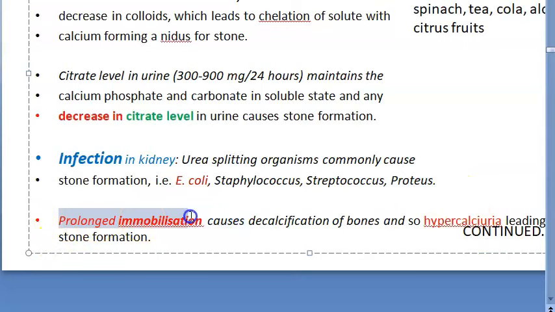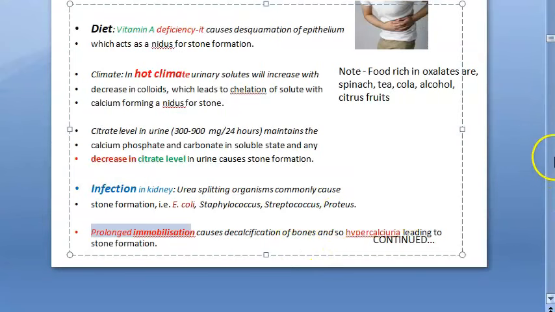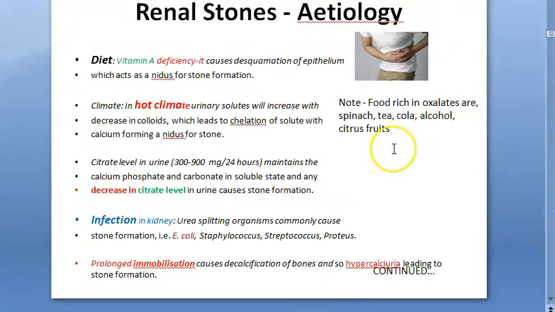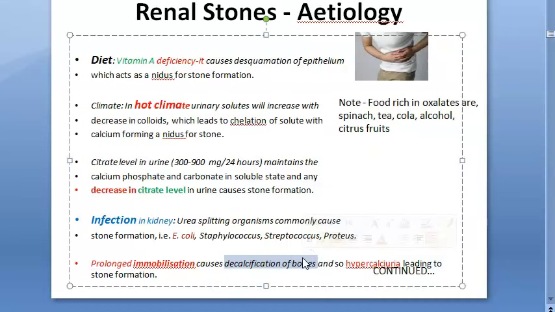Then prolonged immobilization. So what will happen when you're prolongedly immobilized? Let's say you're on bed rest. If you're on bed rest, your bones will start decalcifying, right? Your bones, they will start decalcifying. So where will the calcium come from?